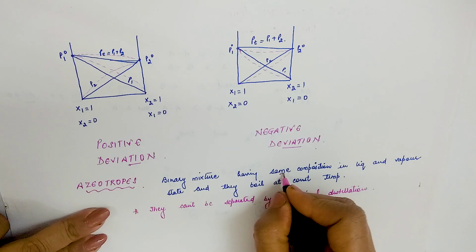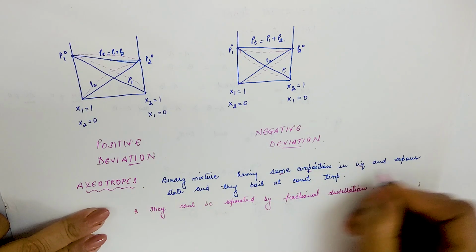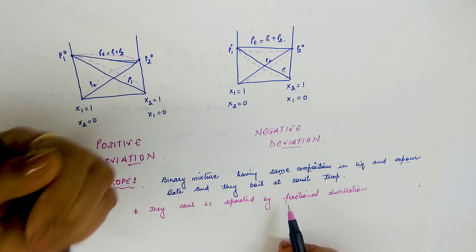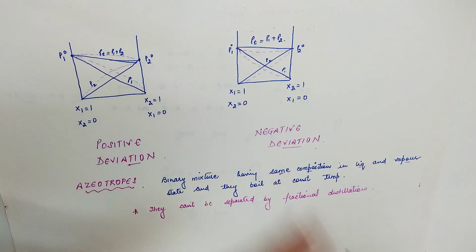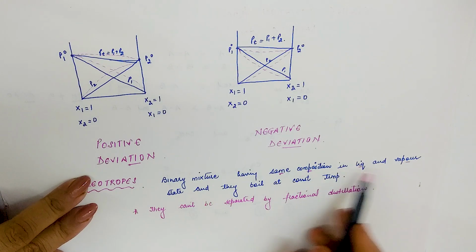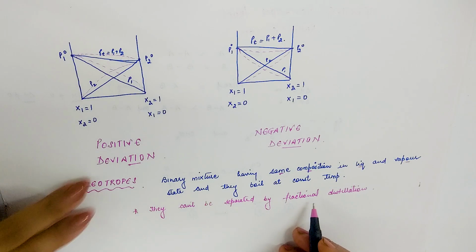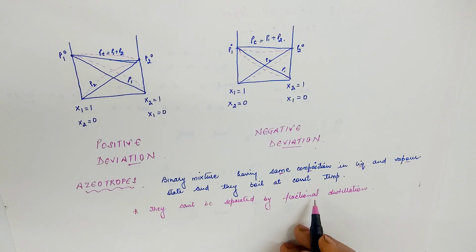Because they have the same composition in the liquid and vapor phase. In fractional distillation, normally they have the same composition in the liquid phase, but when we make the vapor, one boils at the higher point and the other boils at the lower temperature. But here it is not going to be the same. Therefore, you cannot separate them even by fractional distillation. Now there are two types.